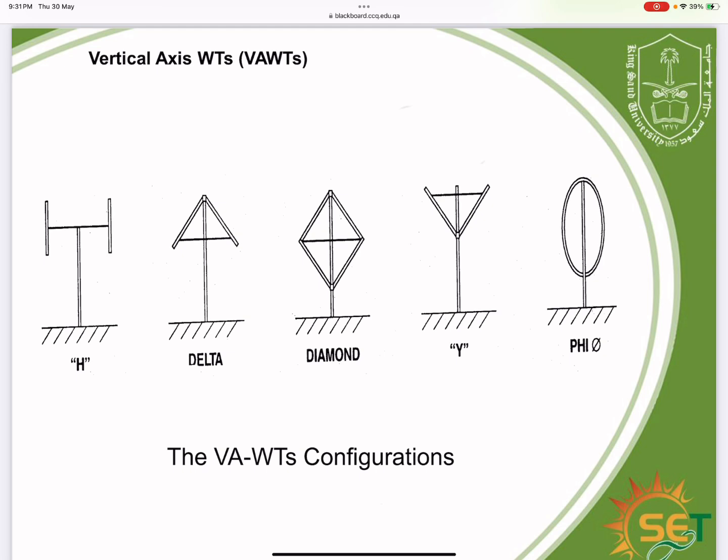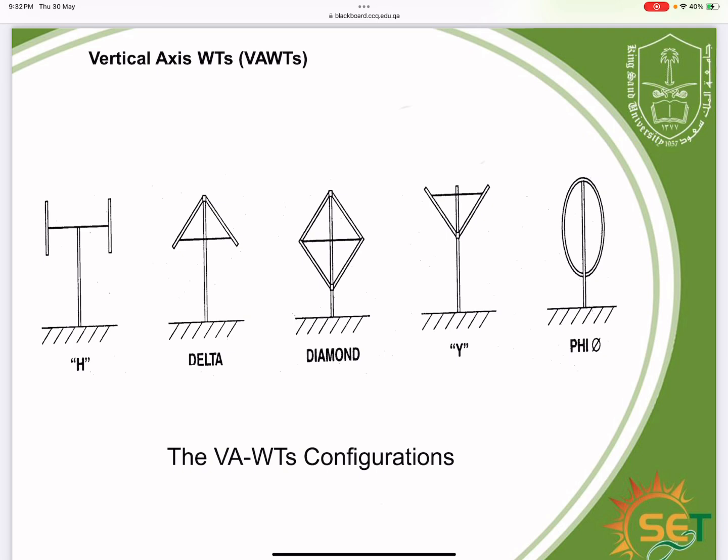Heavier, which can complicate installation and increase costs. The diamond wind turbine is efficient in capturing wind from various directions and has a balanced structure which reduces stress on the turbine, but it has complexity in design and manufacturing, and potentially higher maintenance requirements due to more moving parts.